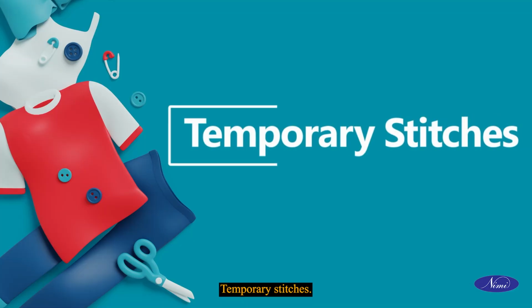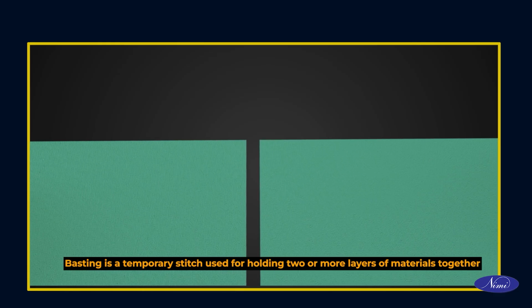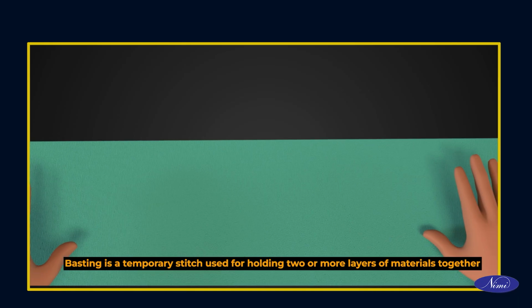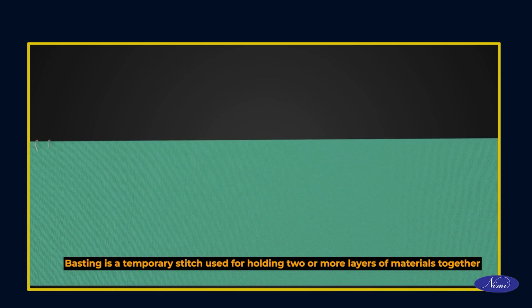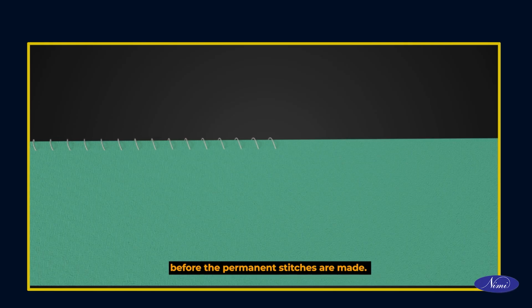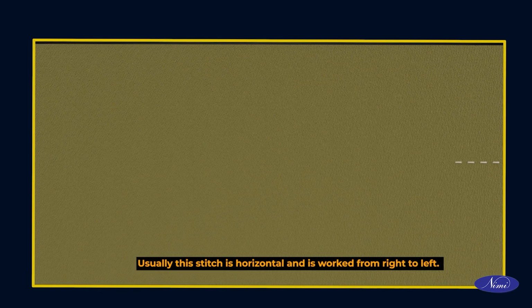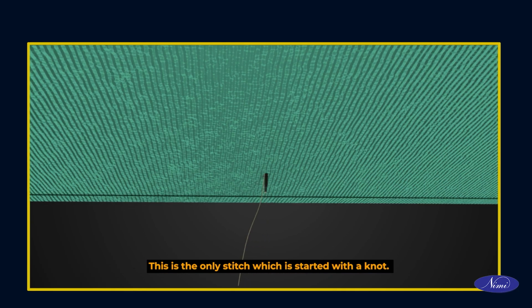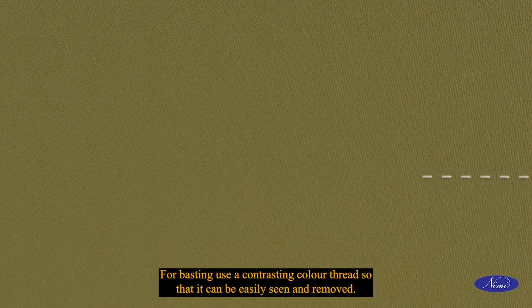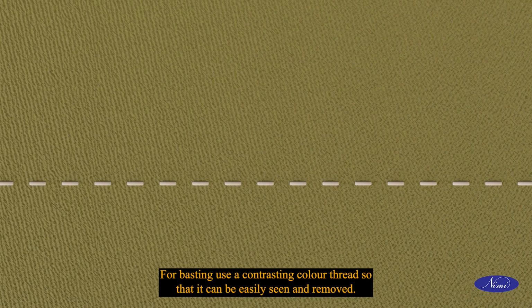Temporary stitches. Basting or tacking is a temporary stitch used for holding two or more layers of fabric together before the permanent stitches are made. Usually this stitch is horizontal and is worked from right to left. This is the only stitch that is started with a knot. For basting, use a contrasting color thread so that it can be easily seen and removed.